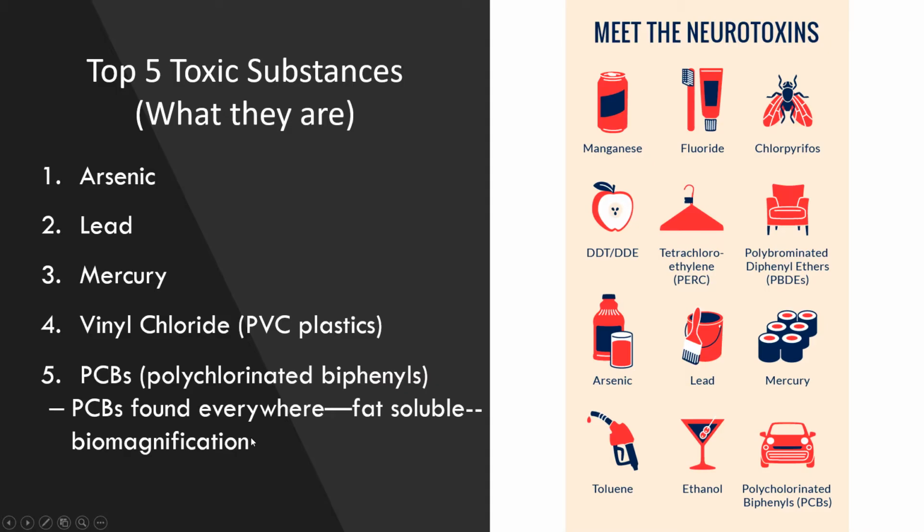So top 5 toxic substances and what they are. So arsenic, lead, mercury, PVC plastics, vinyl chloride, and then your PCBs, your polychlorinated biphenyls. These are found everywhere, and they are fat soluble, which means they go through that whole fun biomagnification process. So all of these. Chlorpyrifos is a bug killer. These are all neurotoxins in certain amounts.